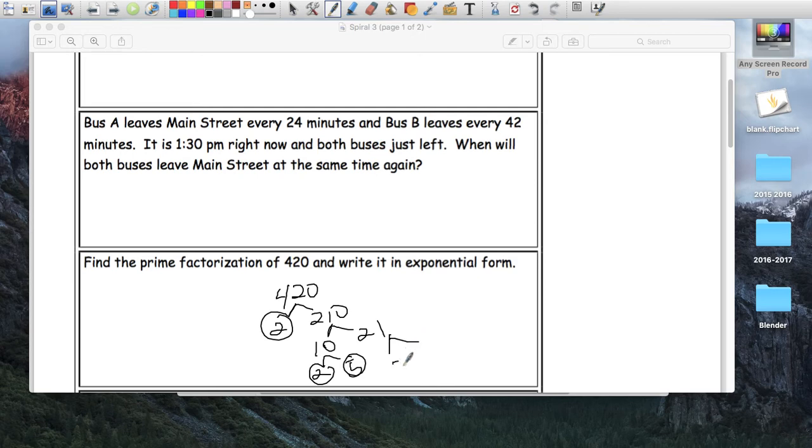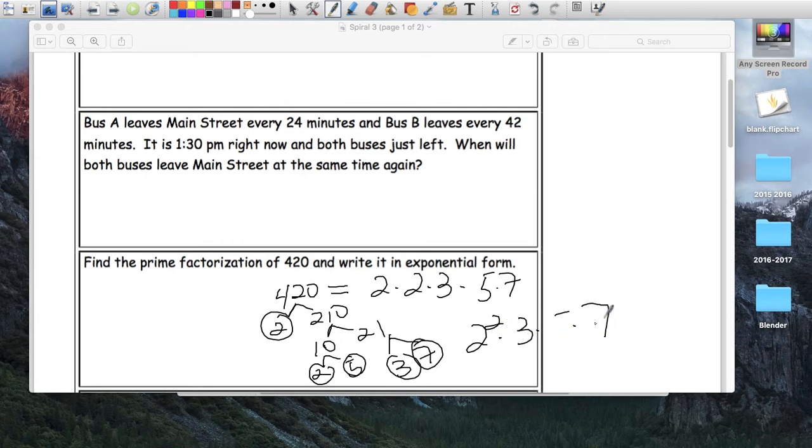And 21 is 3 and 7, and that's prime. So 420 can be written as 2 times 2 times 3 times 5 times 7, which is 2 to the second power times 3 times 5 times 7. Okay?